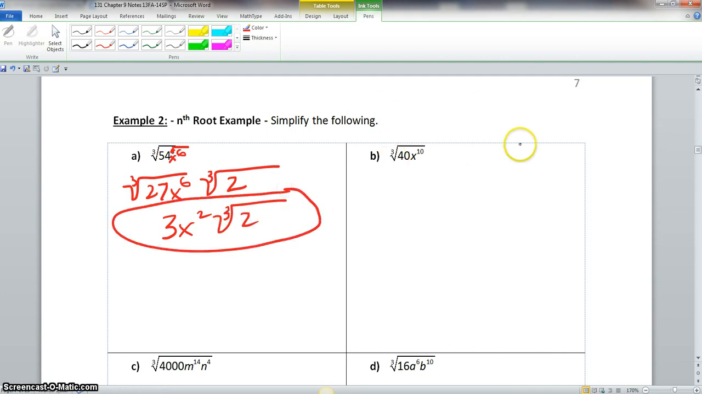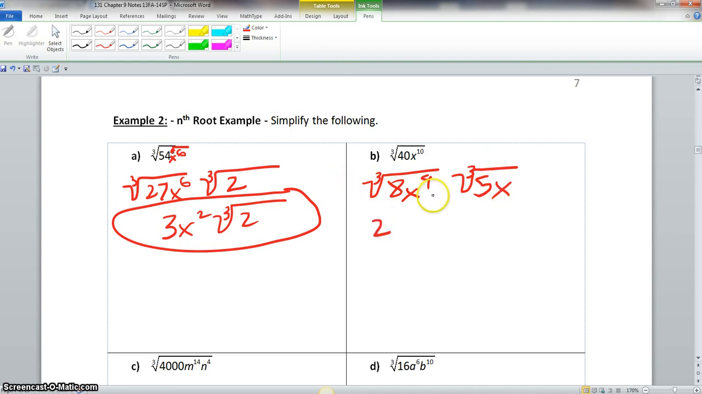Now we go to the next value. We had a cube root of 40, x to the 10th. The highest perfect cube in 40 is 8, and you will have 5 left over. The highest perfect cube in x to the 10th is x to the 9th, and you have an x left here.